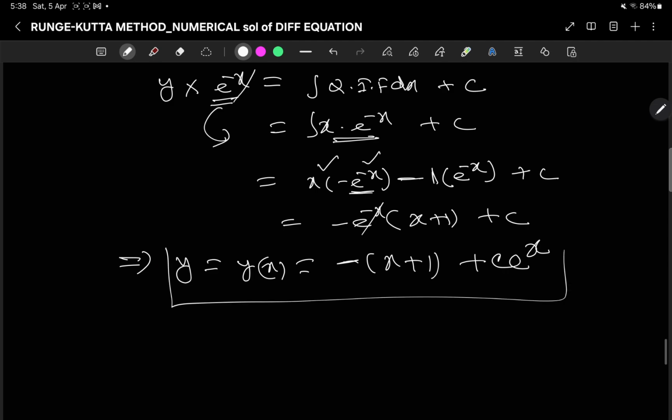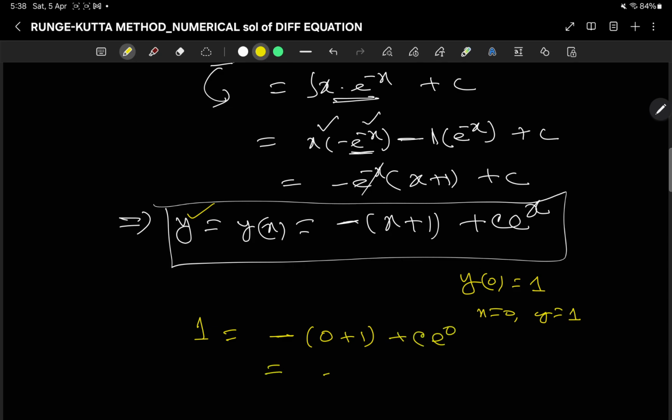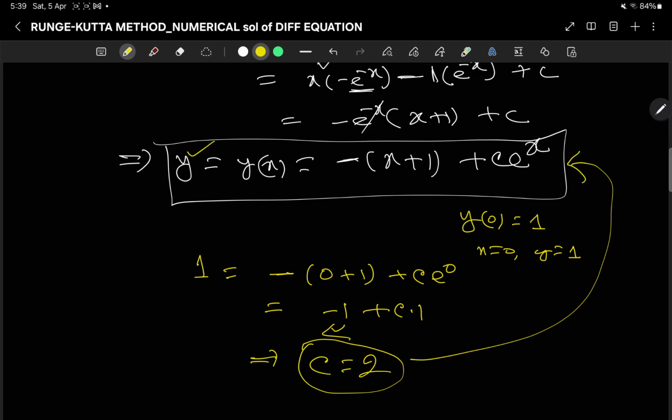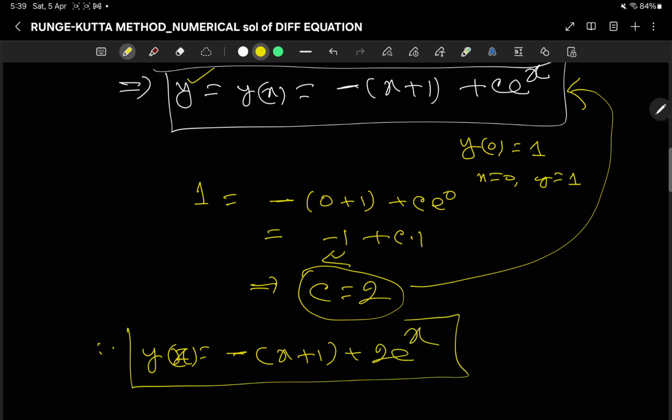Okay, now we substitute the initial condition. The condition is y of 0 is equal to 1. So when x is 0, y is 1. So 1 is equal to minus of (0 plus 1) plus c e to the power 0, which is minus 1 plus c into 1. Bringing 1 to this side, c is equal to 2. Now substituting the value of c as 2, y of x is equal to minus of (x plus 1) plus 2e to the power x. So this is my actual solution.